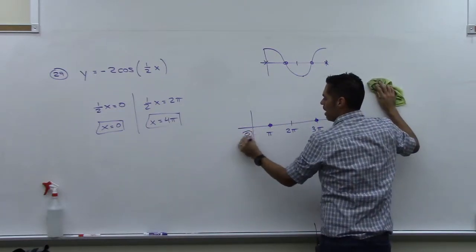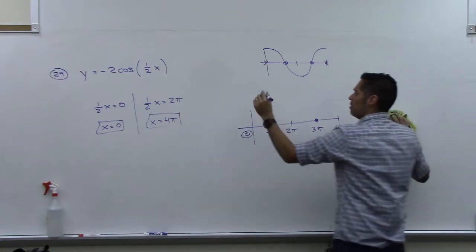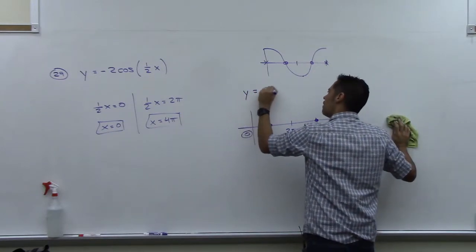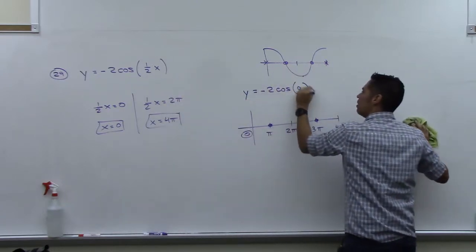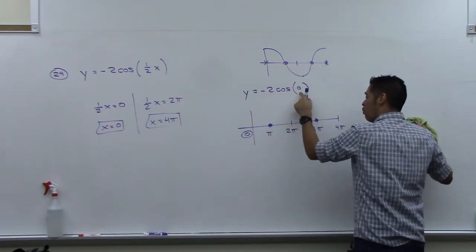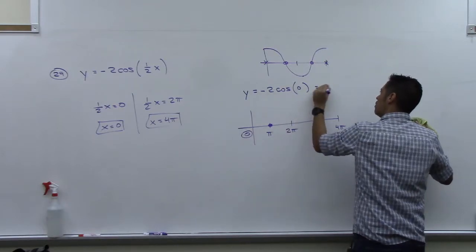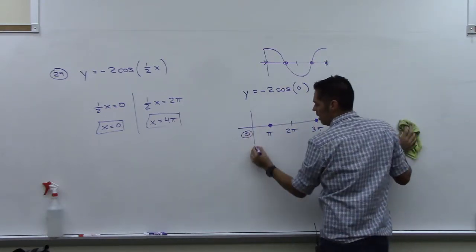So I need to figure out what's happening at 0. So I go into the original equation up there, and I replace x with 0. When I replace x with 0, I get cosine of 0. Cosine of 0 is 1, so this just gives me negative 2. So at 0, I'm at negative 2.